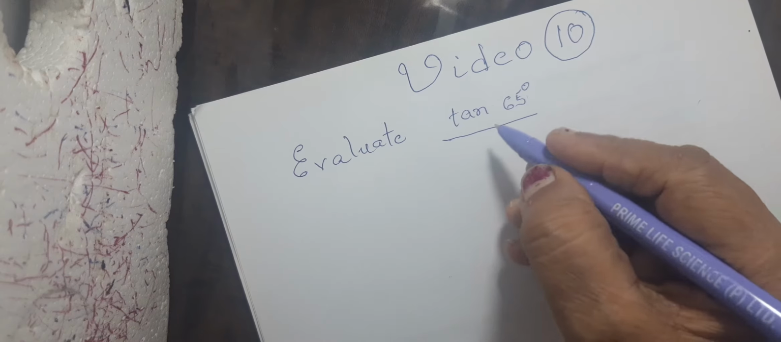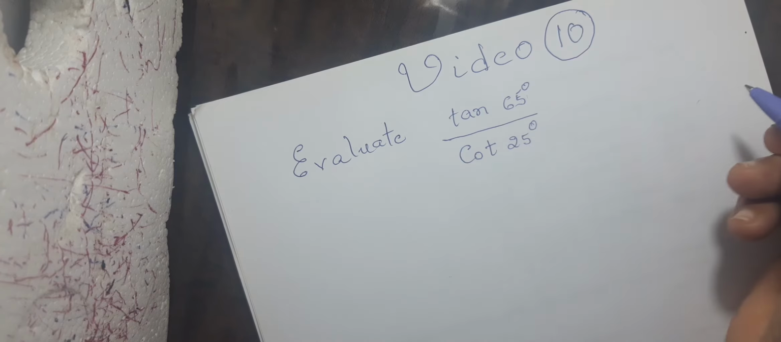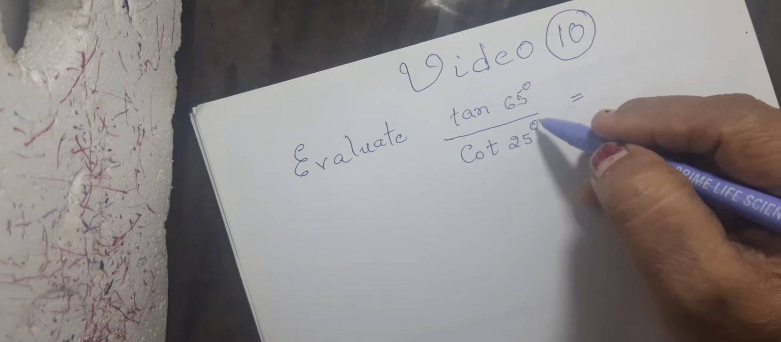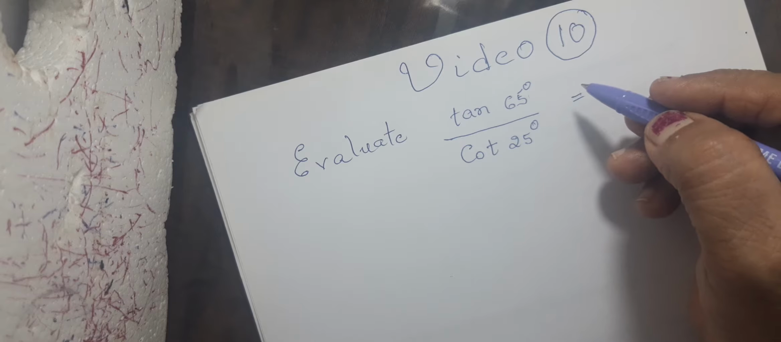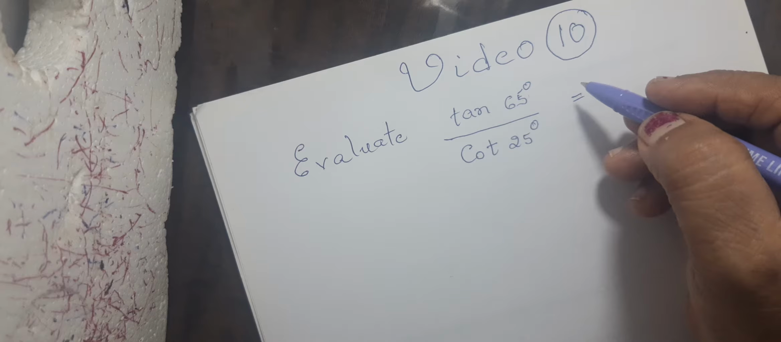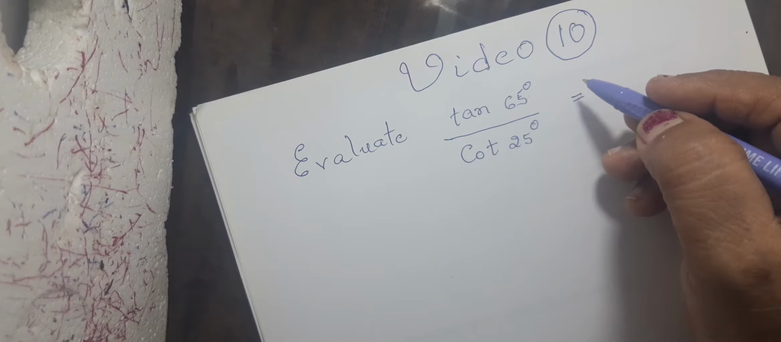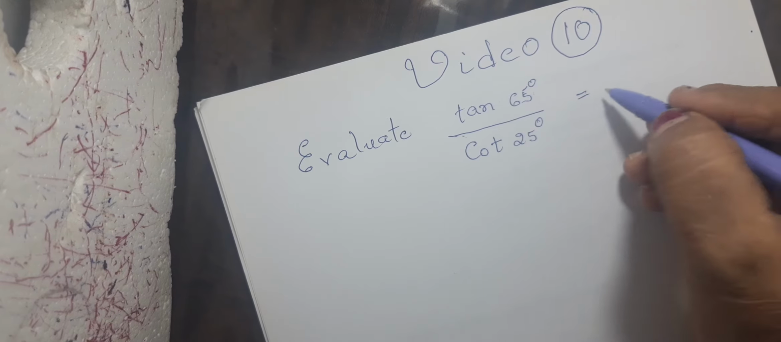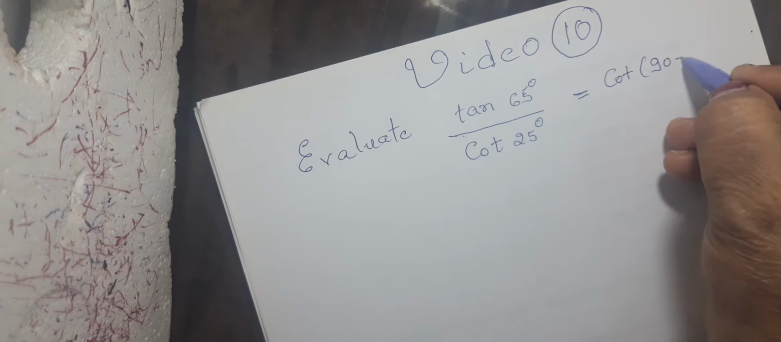Now evaluate tan 65 by cot 25 degrees. You should try to remember now. Tan 65 is some angle like A. Tan A can be written as cot of 90 minus A, tan will become cot, I had told you. But A here is 65. So tan 65 I can write as cot of 90 minus 65.